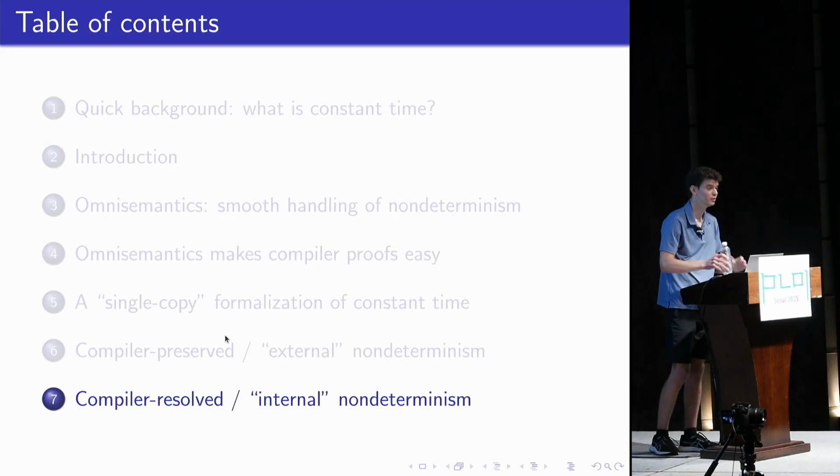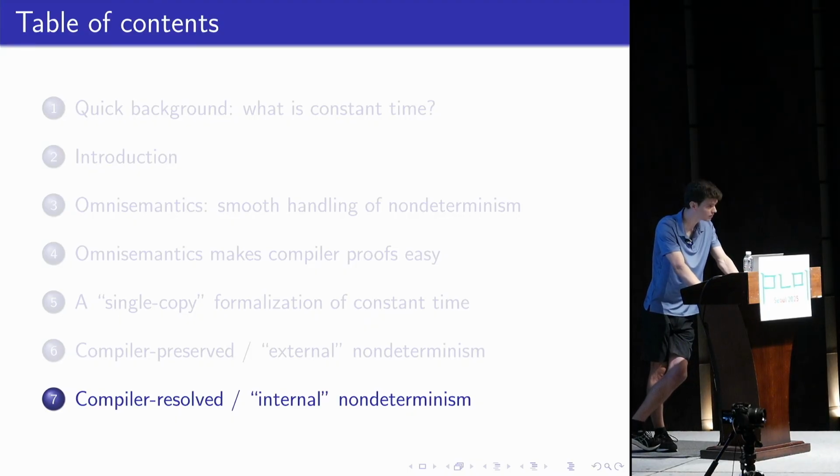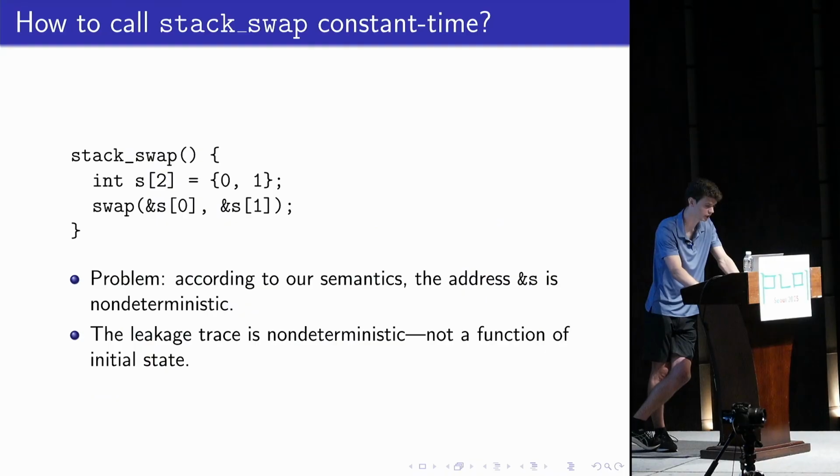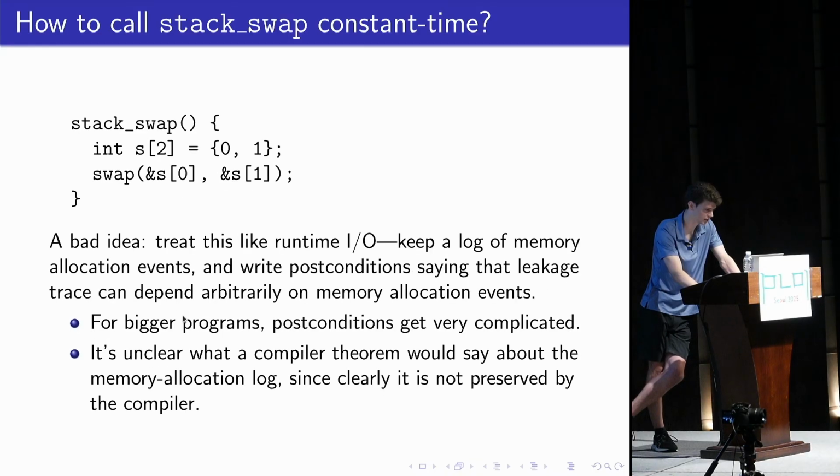Now, where things get quite interesting is where you have compiler-resolved nondeterminism, like our memory allocation nondeterminism that we mentioned earlier. So consider this program, which looks harmless, it does nothing. It swaps two values in an allocated array. So certainly we want to call this constant time. It looks quite harmless from a security point of view. But it does not meet our deterministic definition of constant time because the address S is non-deterministic. According to our Bedrock2 semantics, memory allocation addresses are non-deterministic. So yeah, it will not meet our deterministic definition of constant time.